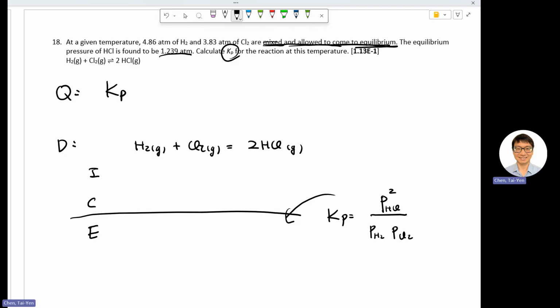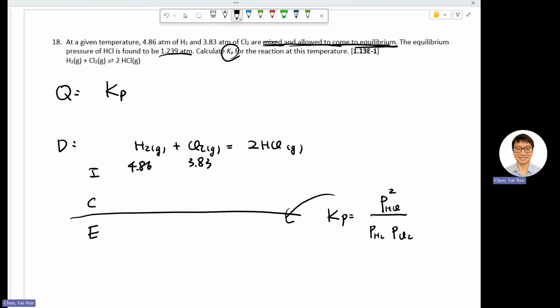Now, once you set these things up, then you go back and reread your question, trying to figure out the numbers properly, right? It says you have 4.86 atm H2 and 3.83 atm Cl2 that are mixed, right? So where should you put those two numbers? Which row should you put them in? The initial row, right? In the I row. So this is 4.86. This will be 3.83.